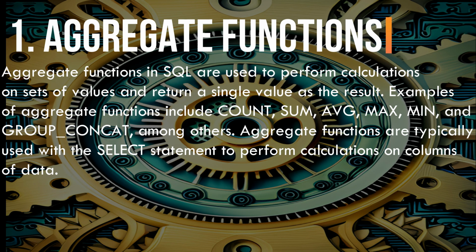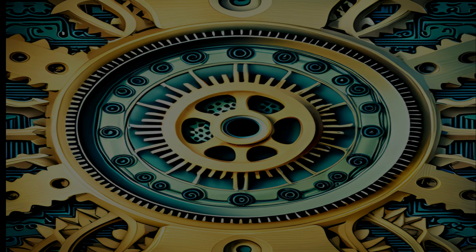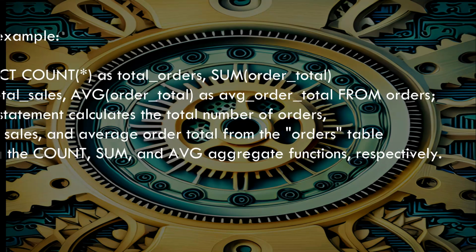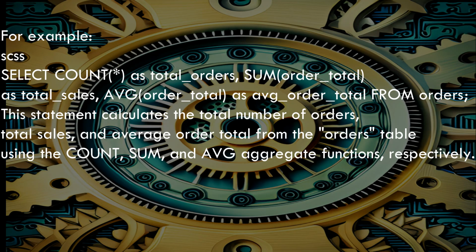Aggregate functions are typically used with the SELECT statement to perform calculations on columns of data. For example: SELECT COUNT(*) AS total_orders, SUM(order_total) AS total_sales, AVG(order_total) AS average_order_total FROM orders. This statement calculates the total number of orders, total sales, and average order total from the orders table using the count, sum, and avg aggregate functions, respectively.